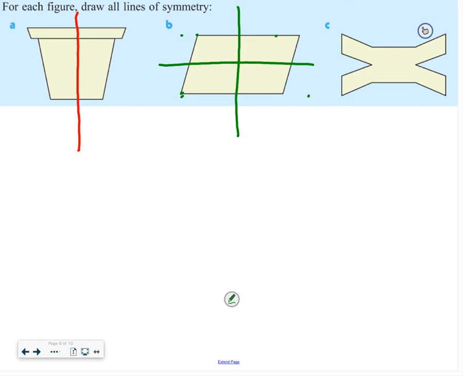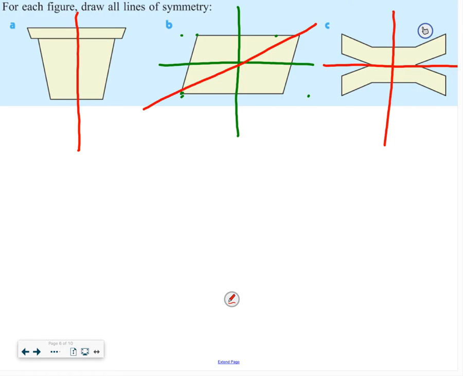If I tried to do it diagonally, I get not the same image. So that does not have a line of symmetry. C, we're going to see 2 lines of symmetry, one vertically and one horizontally.